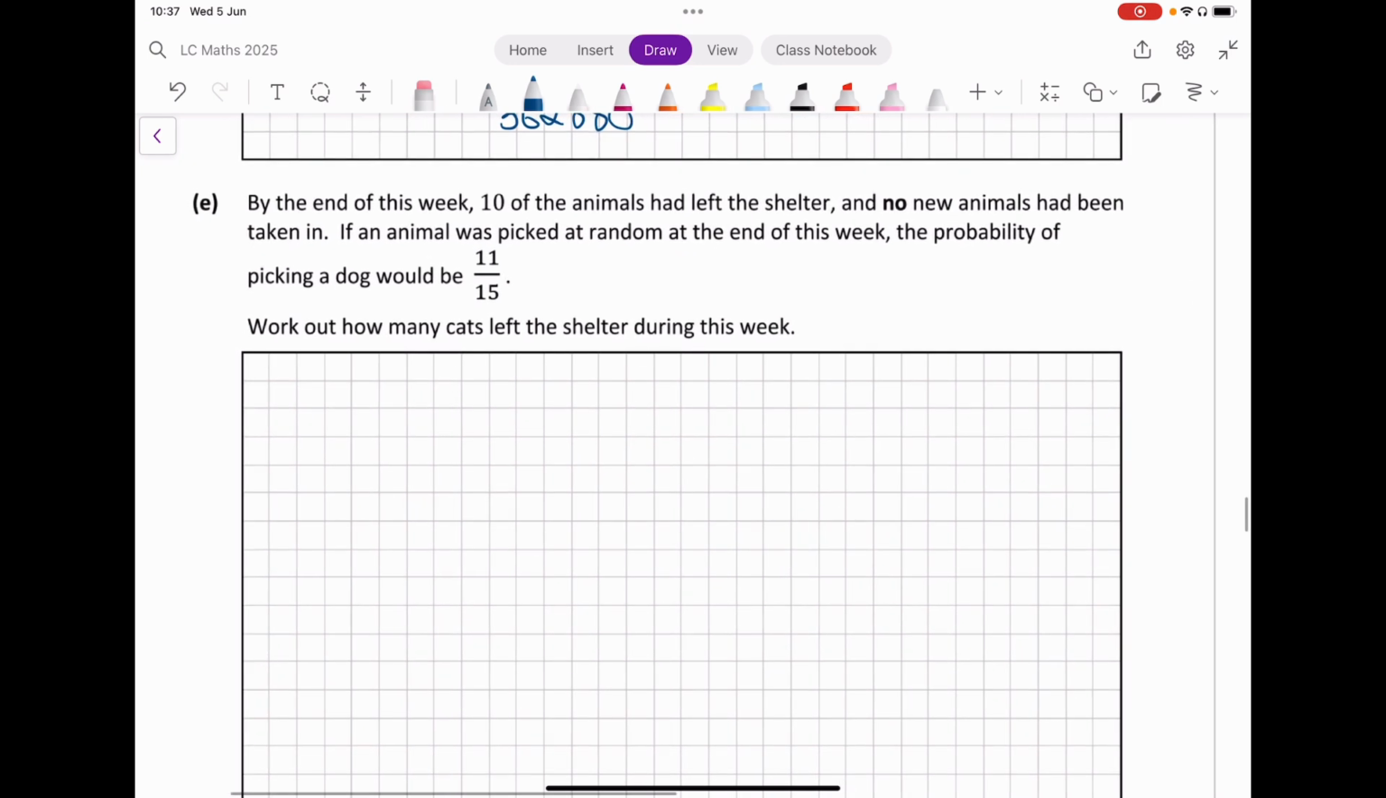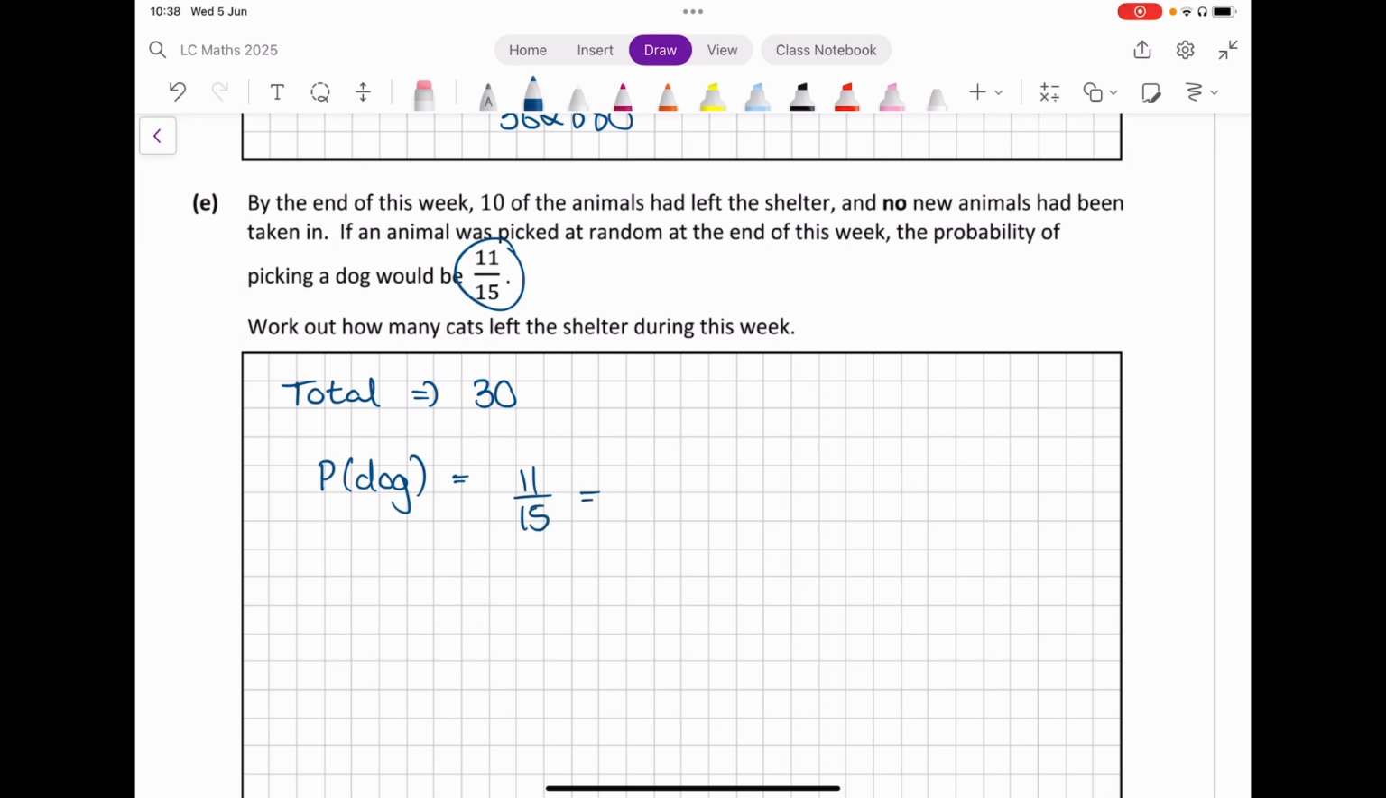So for part E, it is saying by the end of this week, 10 of the animals had left the shelter and no new animals had been added. So now our new total is 30, because we had 40, take 10, that's 30 animals at the end of the week. And they're telling me that the probability of a dog being picked is now 11 over 15.